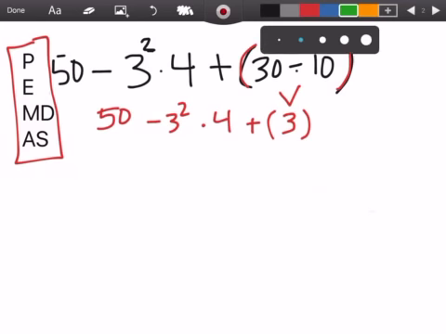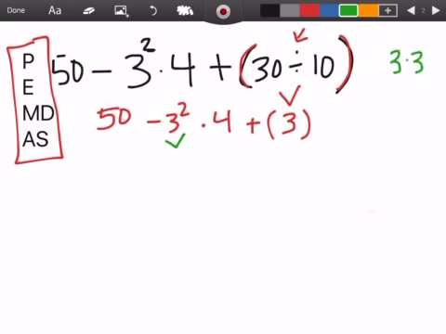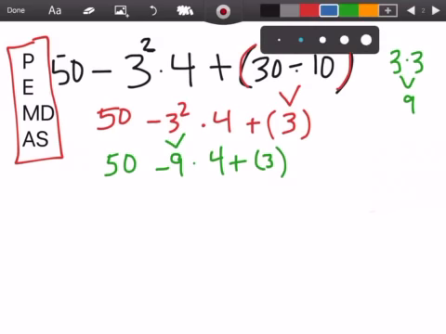All right, my next step is exponents. So I have here 3 to the power of 2. Remember that means 3 times 3, which equals 9. Bring everything else down. Okay. Next, I have multiplying and dividing from left to right. So as I read this, I see 50 minus 9 times 4 plus 3. So this dot means multiply. So 9 times 4 is what I'm going to do next.